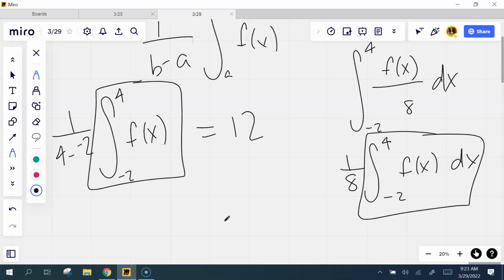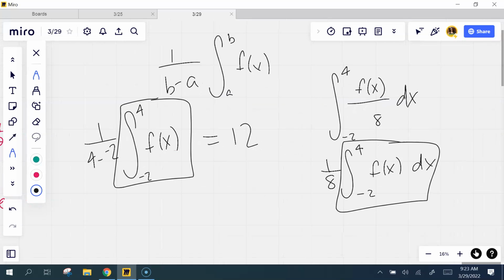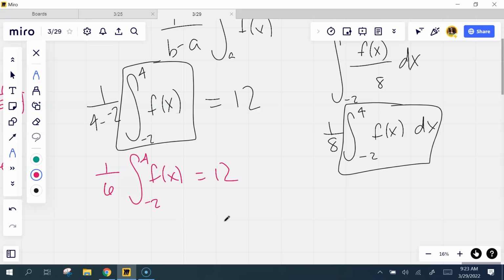The average value of that function has absolutely nothing to do with what they're asking you. But why? The reason they're giving it to you is so that you know the definition of the average value of a function, and you set it equal to 12. Well, when I do that, this is 1 over 6 times the integral from negative 2 to 4 of f of x equals 12, right? If I get rid of that 1/6 by multiplying both sides of the equation by 6, then I find out, well, guess what? This integral is 72.